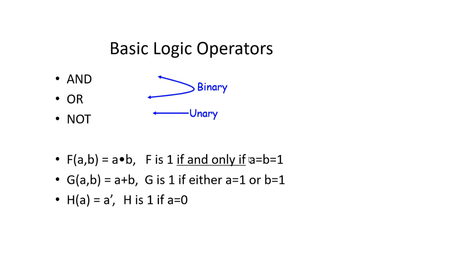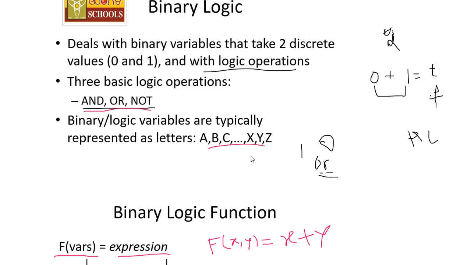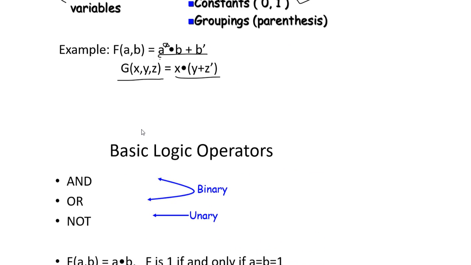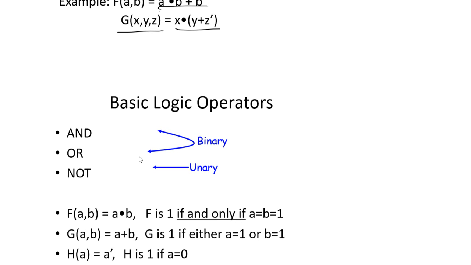As we told here, the three basic logic operators are AND, OR, NOT, and how these work we'll study right here. The first operator is known as AND, right? AND, OR, NOT. If we are dealing with binary, here AND is operated on two values. That is called a binary operator.